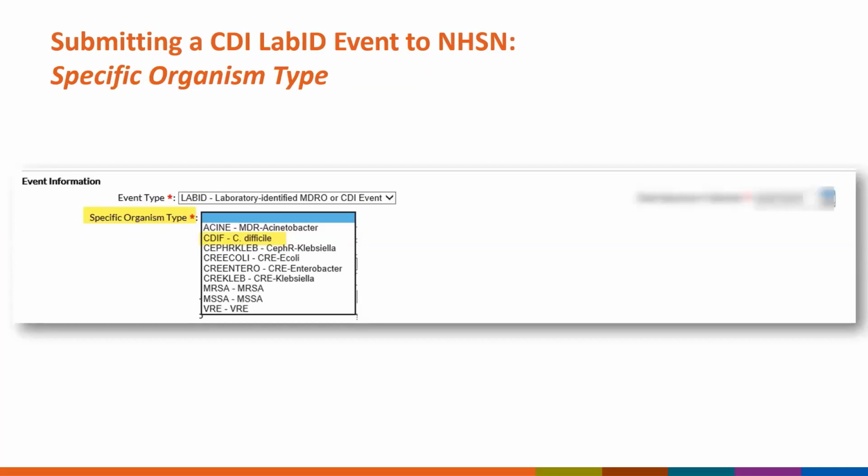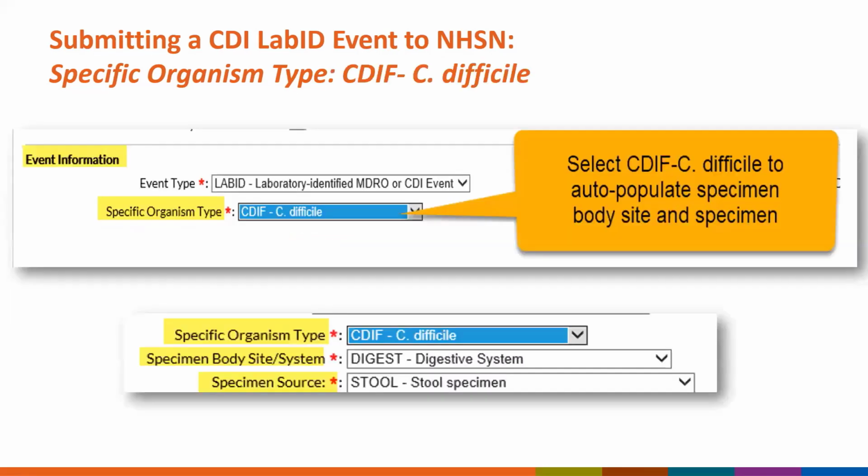Next, we will select the specific organism type that you are submitting for the event. After selecting that specific organism type, the page will populate with all the relevant questions that coincide with your selection. Since LabID event was selected as the event type, the next box requires the user to enter the specific organism type. As you will see, we selected C. diff. And since a C. diff event is being reported, that is the organism type.